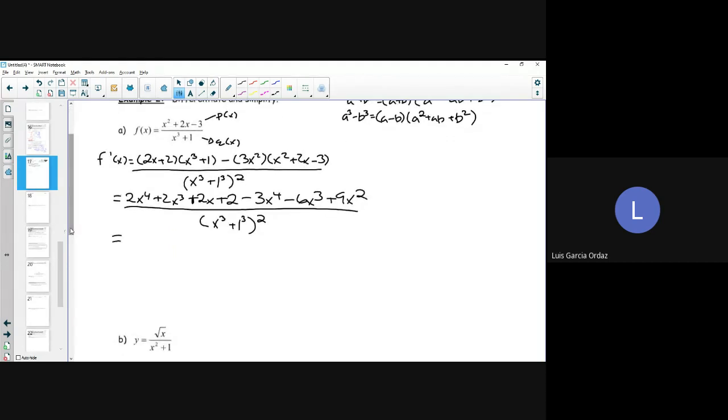And now I can simplify my numerator and also simplify my denominator. So if you guys were to collect like terms in the numerator, what would my numerator simplify into?